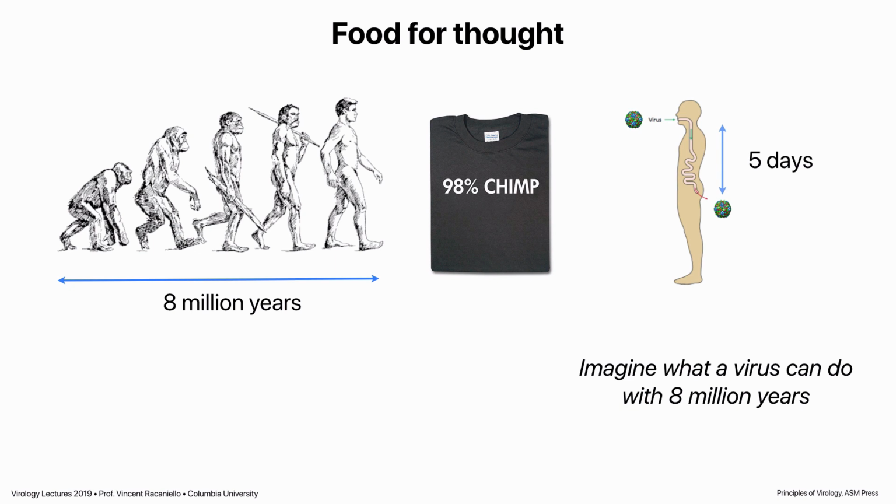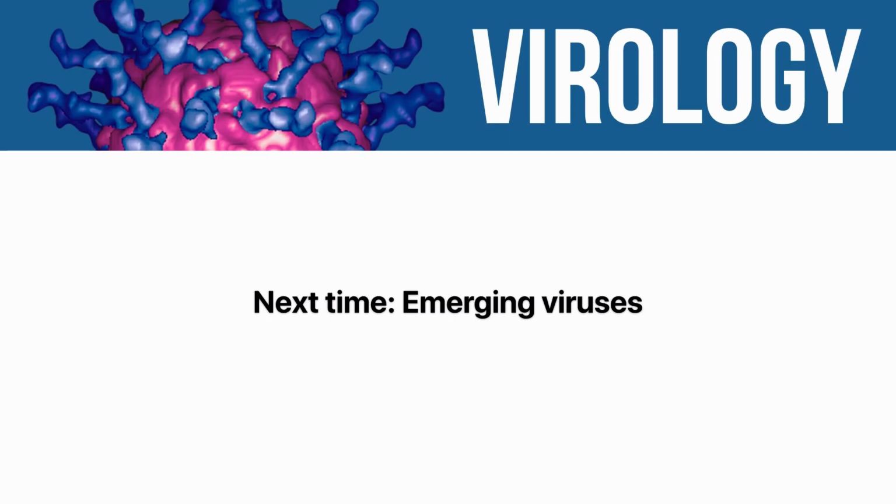It took 8 million years for humans to diverge from chimpanzees. Today, our genome is 98% chimp. It took 8 million years for that nucleotide sequence to emerge. Poliovirus, in going from the mouth to being excreted in the feces, does the same amount of variation, 2%, in 5 days. So imagine what a virus could do with 8 million years. All right, next time we're going to take this information and put it to use and talk about how emerging viruses arise.